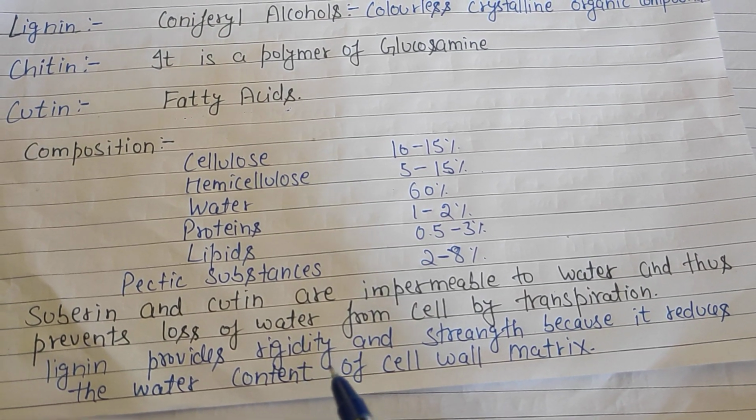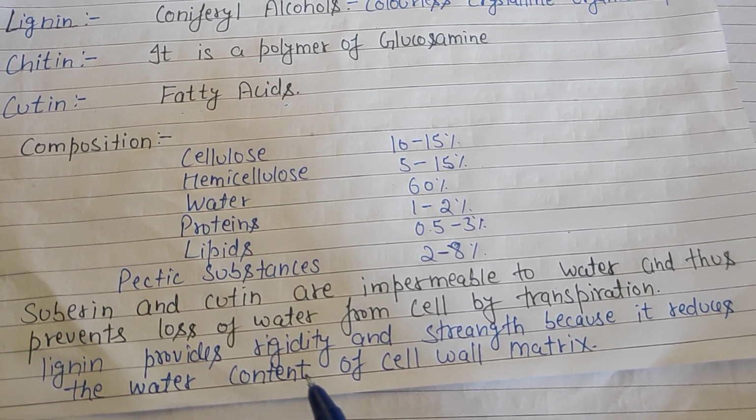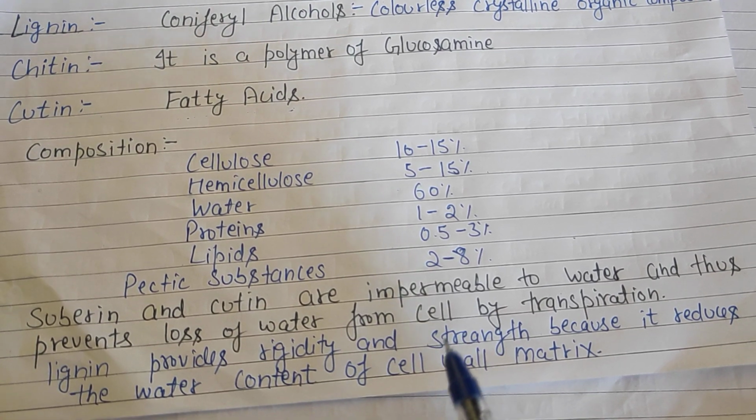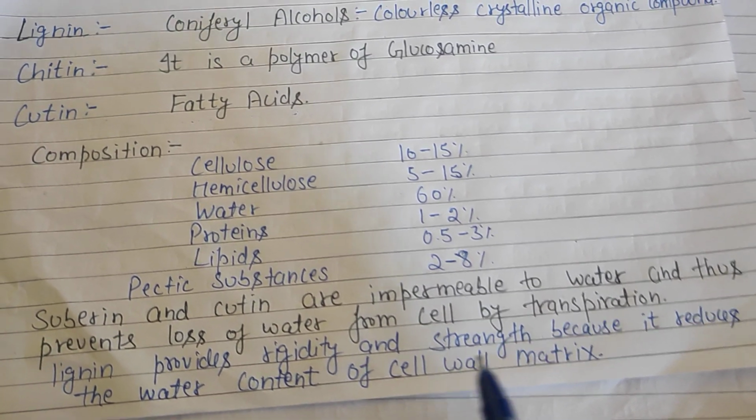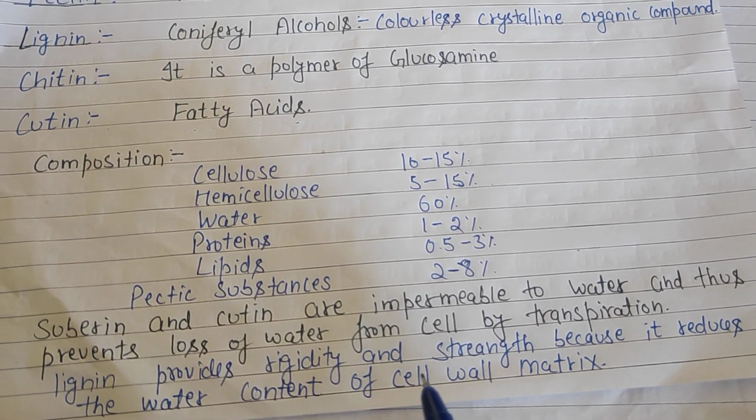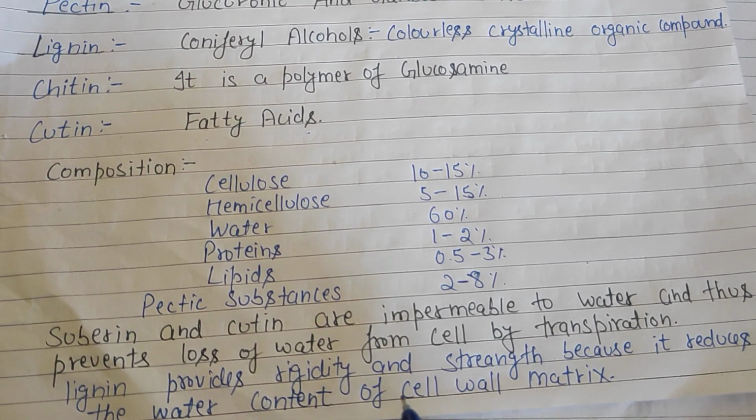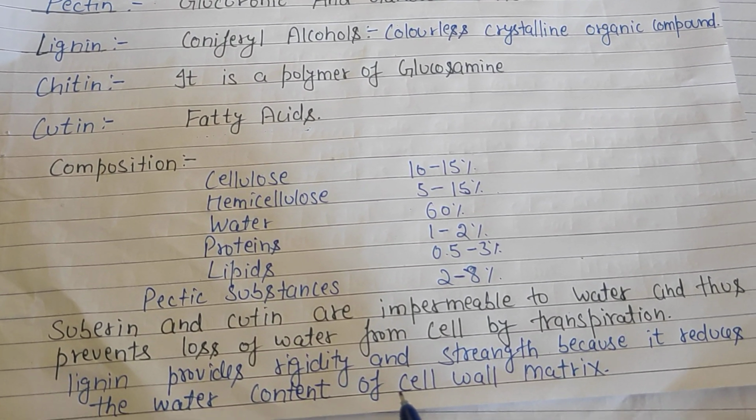In spite of the presence of lignin, the cell wall allows some water and dissolved substances to pass through. The composition of a cell wall is not exactly the same in all cells. It may show little variation.